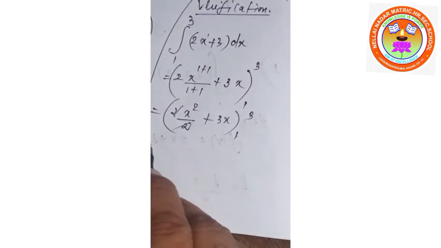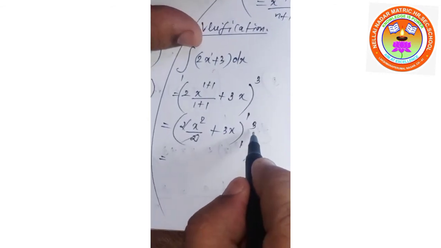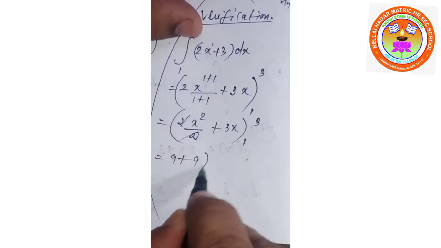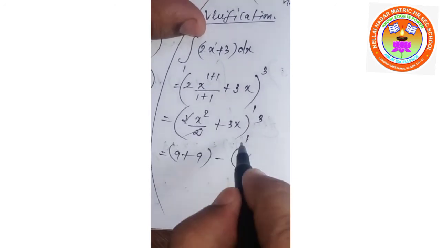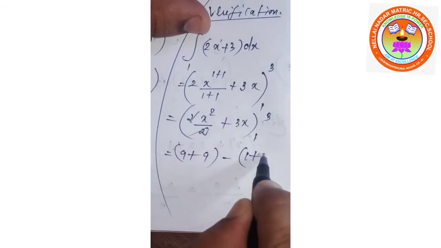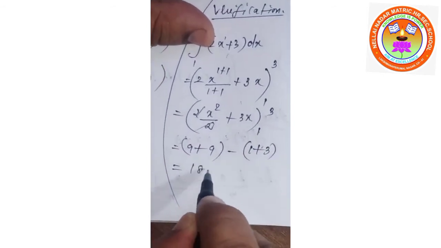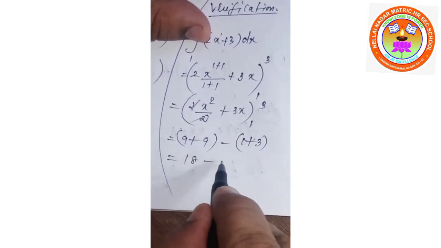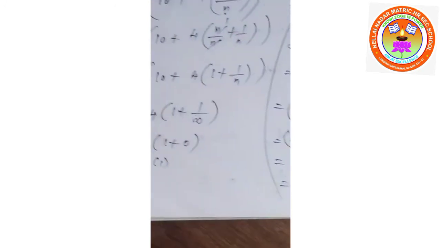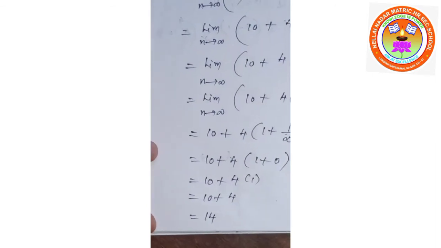The 2 gets cancelled. Now you can apply the upper limit. Upper limit is 3. 3 squared is 9. 3 threes are 9. Upper limit is over. Minus, apply the lower limit. What is the lower limit? 1. 1 squared is 1. 3 ones are 3. 9 plus 9 is 18. 3 plus 1 is 4. 18 minus 4 is equal to 14. Here also the same 14. So problem number 3 is over.